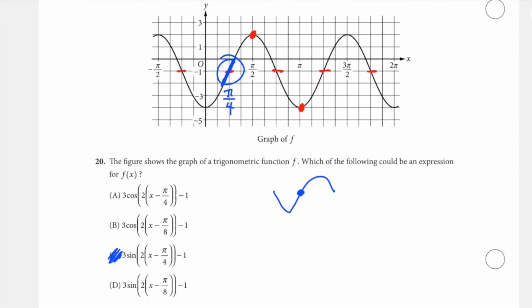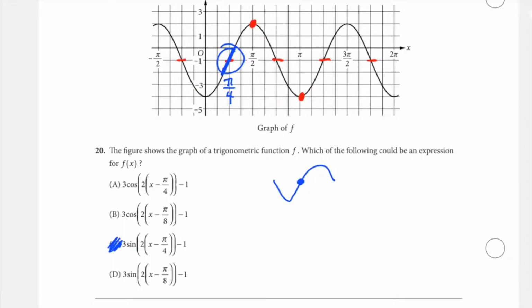But it's okay. Oh, I guess because of the 2. Just thinking about that. No, shifting right by pi over 4. Then I'm... Ooh. Wait a second. Yeah, I think it is going to be B. I'm going to think about this for a minute.